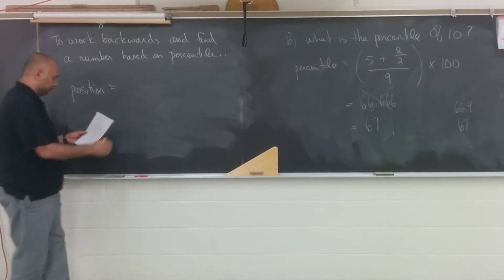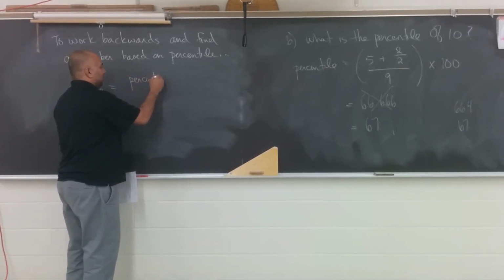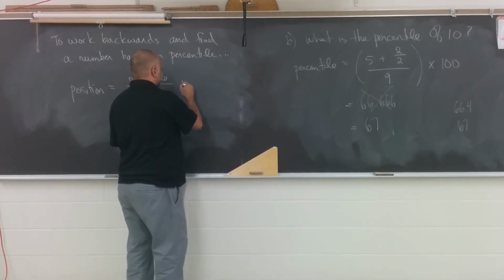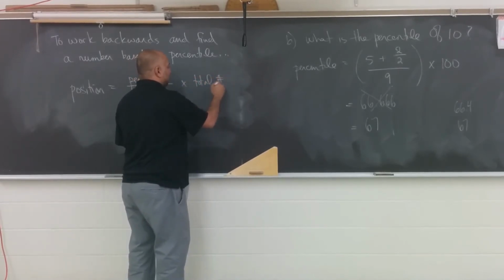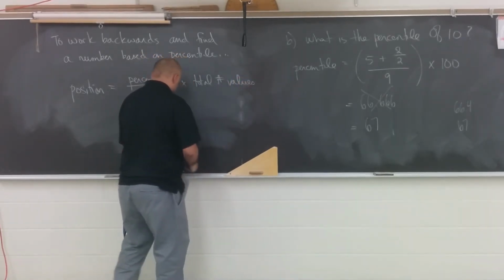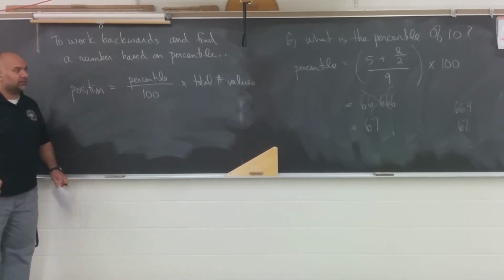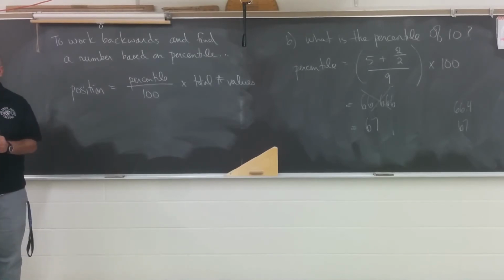This one's slightly easier. Percentile divided by 100 times the total number of values. So the second formula is position. Make sure you write it down correctly. It is easier to deal with than the other one was, because we don't have that little mini fraction inside that we have to work out. So it says position is equal to percentile divided by 100 times the total number of values. So this is what to do if you're given the percentile and you actually have to go backwards and find the number.